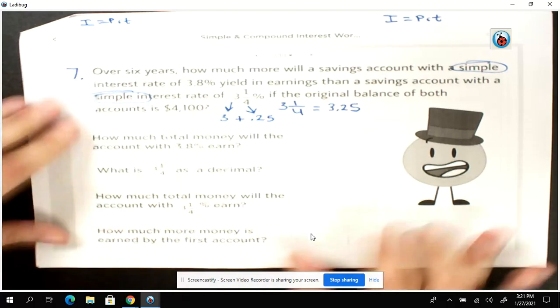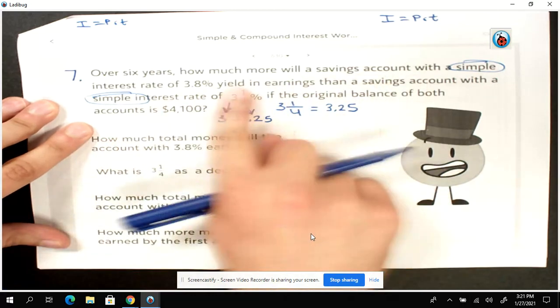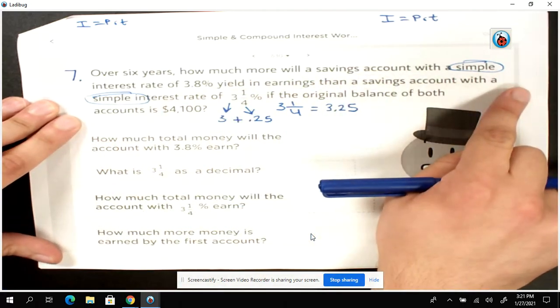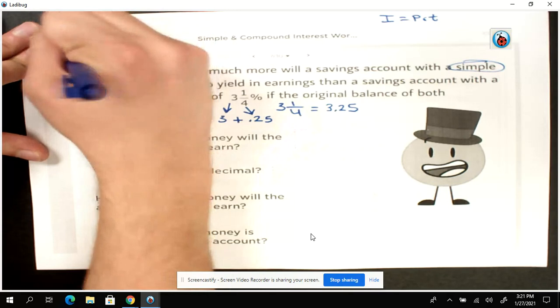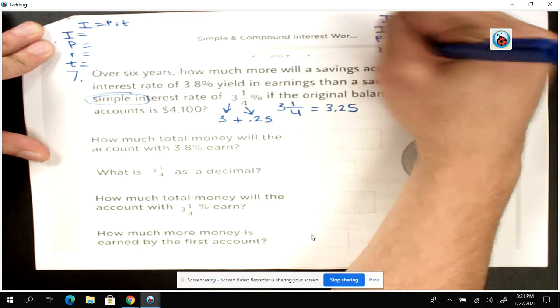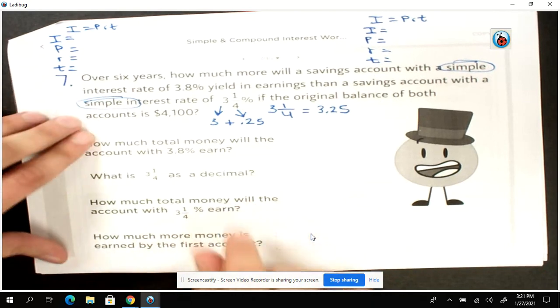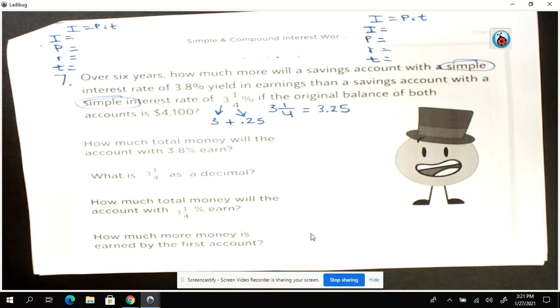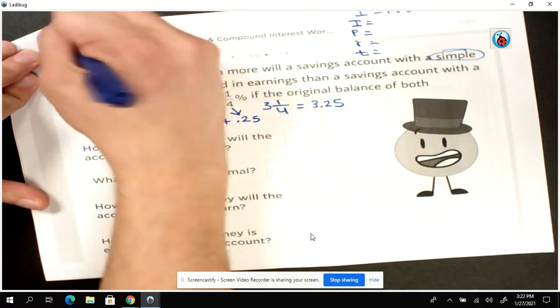All right, so the original balance was 4,100. So how much more will a savings account earn? All right, so let's set up this one. I equals P, R, T. I equals P, R, T. We're trying to find the interest, so interest is what we're looking for on both of them.